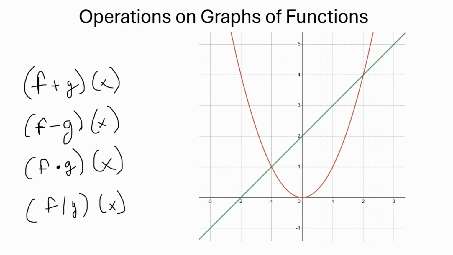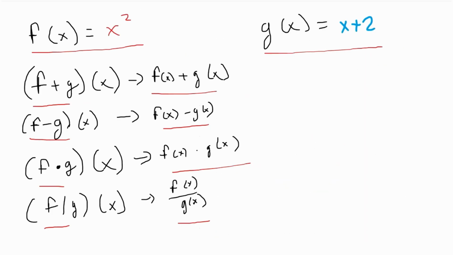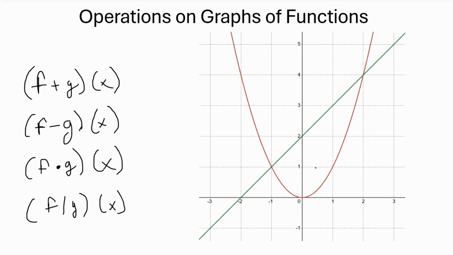Now, if you're trying to do it on a graph, all you do is the same function to your y value. So this is the same functions we have here, x squared and x plus 2. If we're adding, let's take 0 for example. At 0, our y values are 0 and 2. When you add them, it becomes 2. Subtract them, it becomes negative 2. Multiply them, it becomes 0. Divide them, it becomes 0.